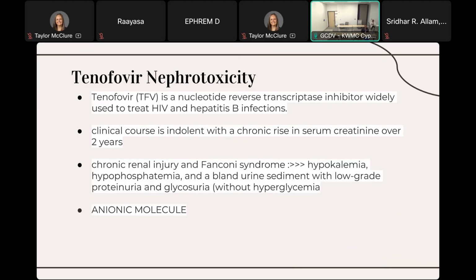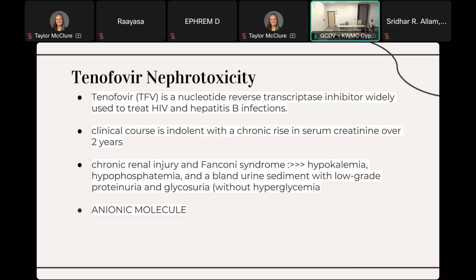And usually, on average, it takes about 2 years for people to start showing nephrotoxicity. Chronic renal injury and Fanconi syndrome is how it presents. We will see how. So, Fanconi syndrome. What is Fanconi syndrome? It is a proximal tubular nephropathy, with hypokalemia, hypophosphatemia, and a bland urine sediment. And you get low-grade proteinuria, which is tubular proteinuria, and glucosuria. So the patient will have glucose in the urine, even though their serum glucose is normal.